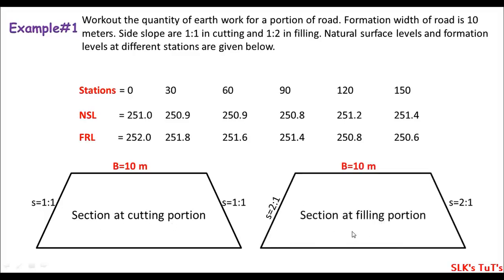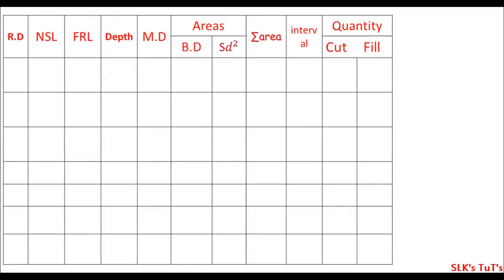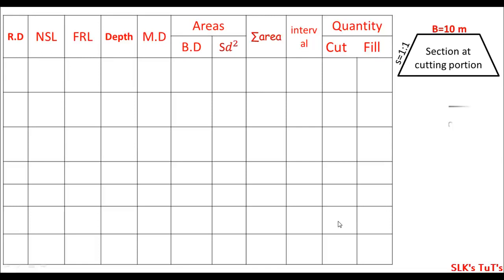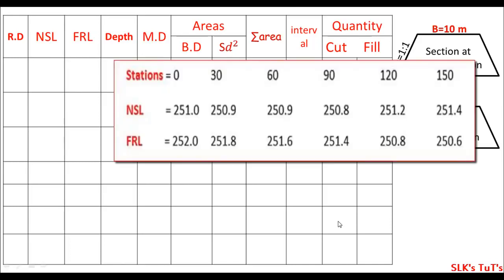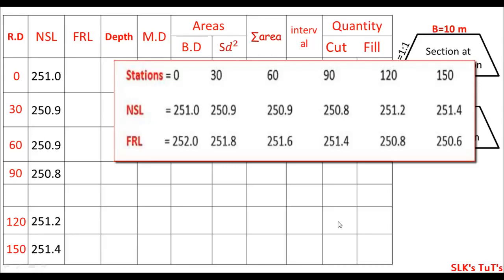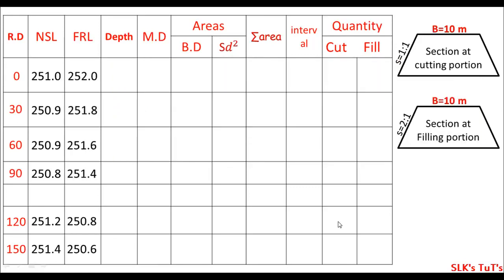Now I'll start the solution. Remember, for the solution I'll use the given table, this one, the table which was just introduced a few seconds ago. Here again I'll draw this section just to make the calculation easy, like the section in cutting and the section in filling. And I'll fill some columns with the known values, like the RDs are given from 0, 30, 60 to 150. And the NSL are also given like these. The FRL are also given. Don't worry about this blank row, okay?